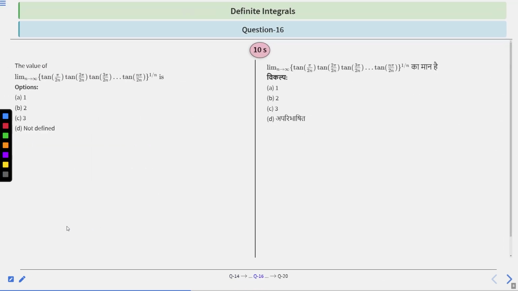Option A is the right choice. Got it? Let's move to the next question.